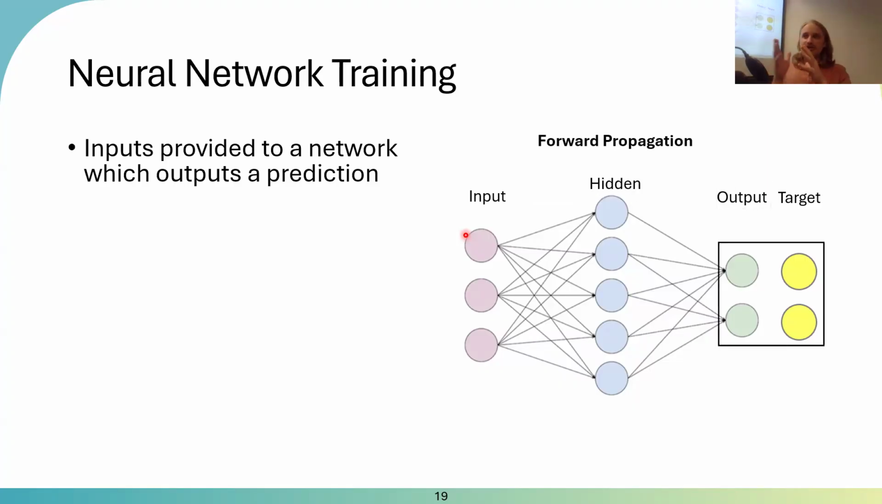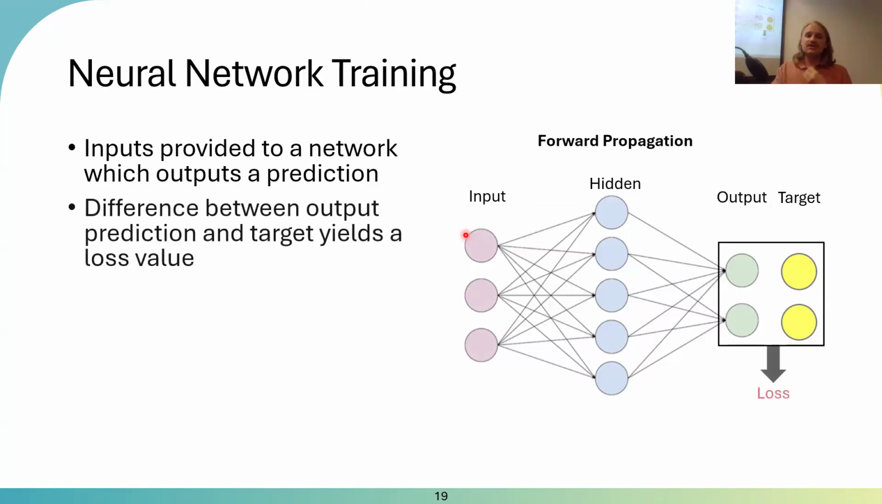That output is then compared to whatever our target or our label is, and then the difference between those is what provides us with the loss. And I talked about loss functions in our previous session, so whatever loss function you're using there will give some value for this loss here.